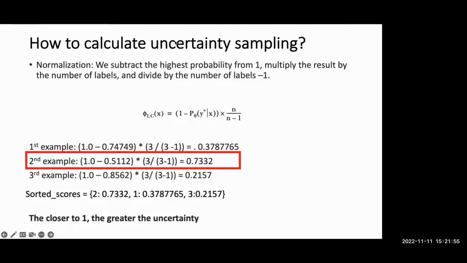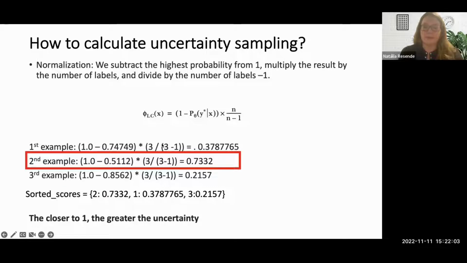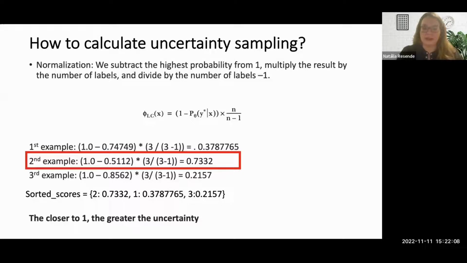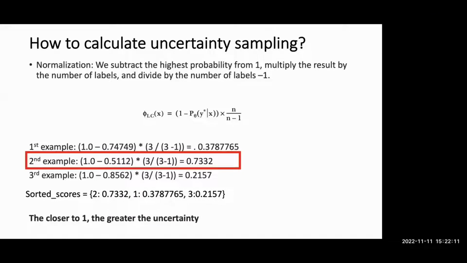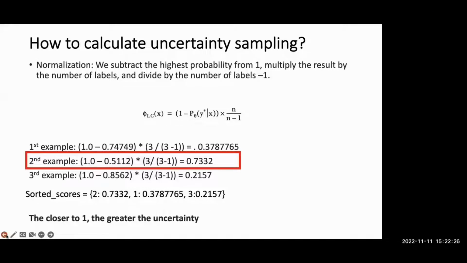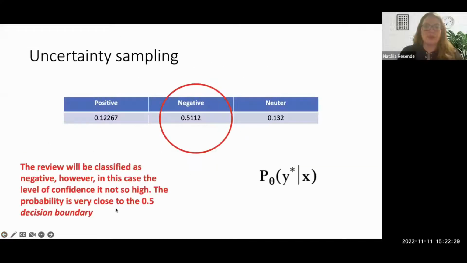So that means in the sorted scores, the first one is the second example. Exactly. That means it is the most informative data, isn't it? Yes, because it has the lowest probability. Well, not the lowest probability, but a probability that is very close to a decision boundary. The decision boundary, as we saw here, is usually 0.5 for probability models.